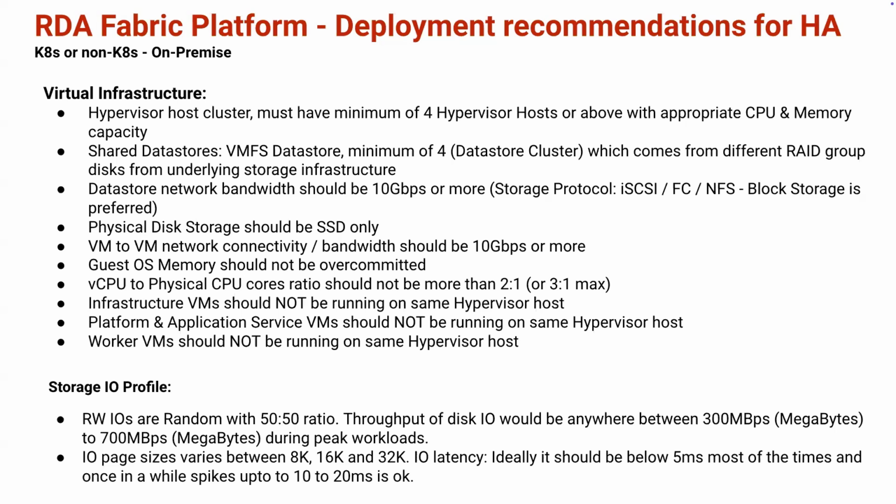When it comes to network, let it be the application network or your storage network, make sure the network bandwidth is 10 gig or more. For application to application communication within our platform, 10 Gbps is mandatory. And for the storage network, the recommended protocols, especially when virtualized over 10 Gbps or more, are either iSCSI, FC, or NFS.